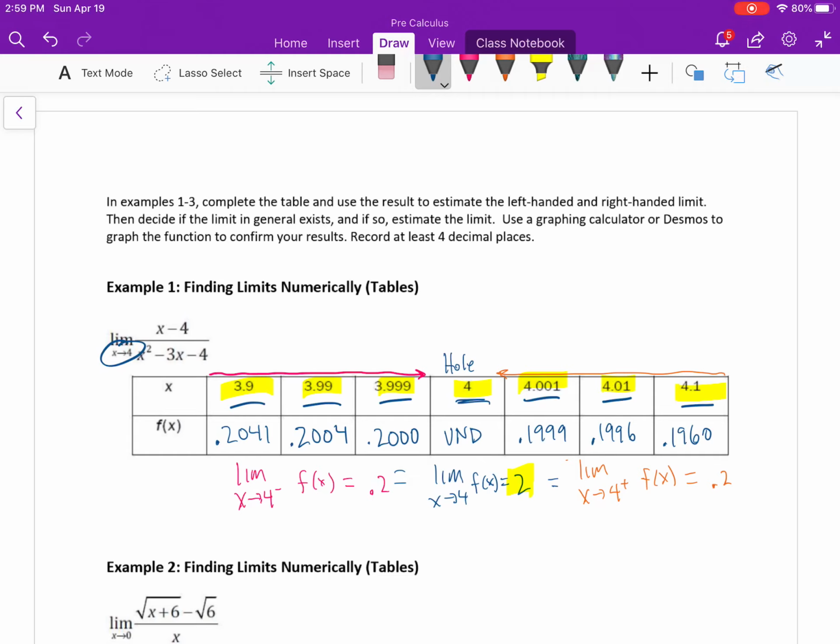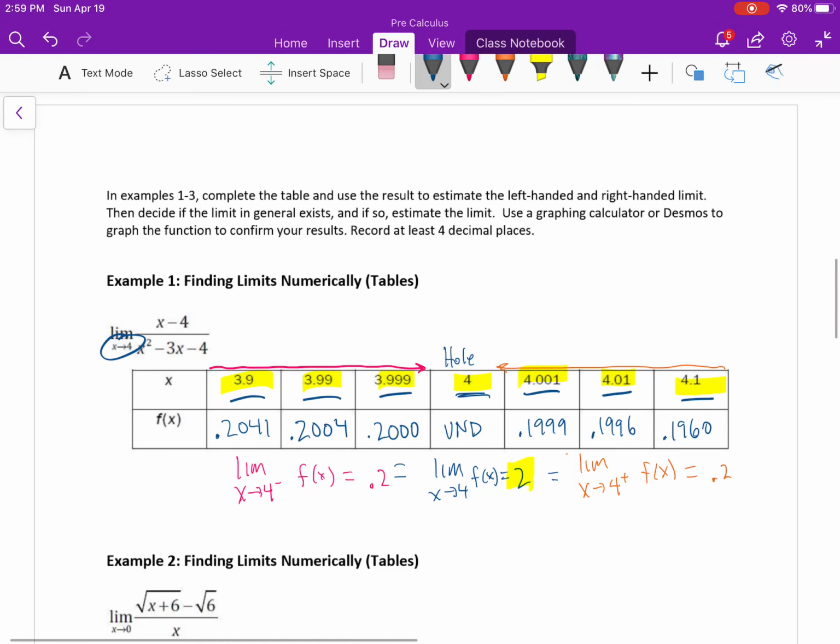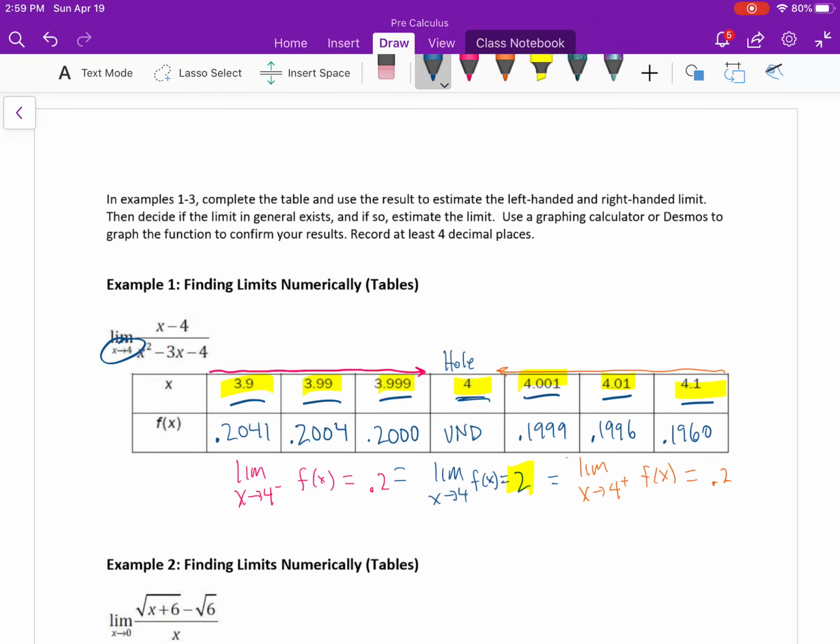So at this point, pause the video and try examples 2 and 3. And then when you're finished, go ahead and unpause, and we will show you the answers to those, and you can check your work.